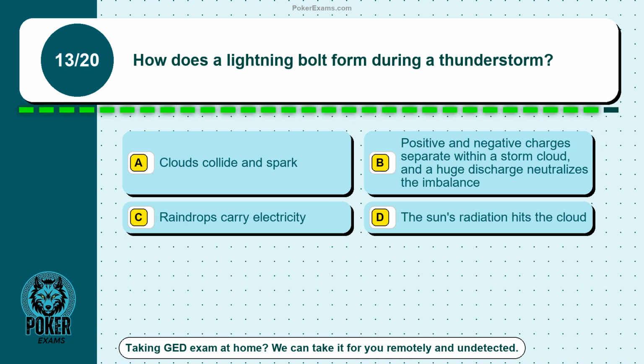Question 13. How does a lightning bolt form during a thunderstorm? Option A. Clouds collide and spark. Option B. Positive and negative charges separate within a storm cloud, and a huge discharge neutralizes the imbalance. Option C. Raindrops carry electricity. Option D. The sun's radiation hits the cloud.